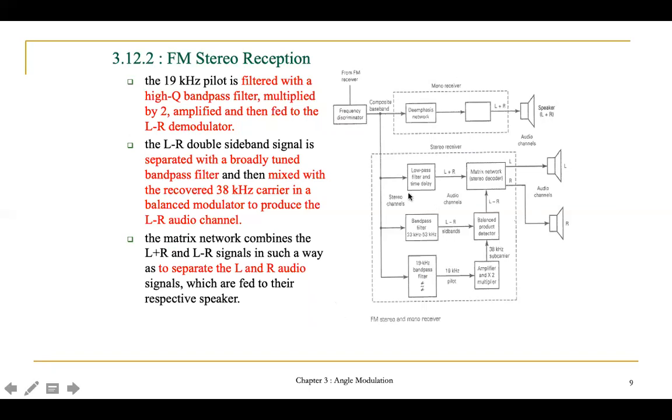And then the third one, the left plus inverted right double sideband signal, is separated with the band pass filter, and then mixed with the recovered 38 kilohertz carrier in the balance modulator to produce the left plus inverted right audio channel. And lastly, the matrix network, the stereo decoder, combines the left plus right and the left plus inverted right signals in such a way as to separate the left and right audio signals, which are fed to their respective speaker.